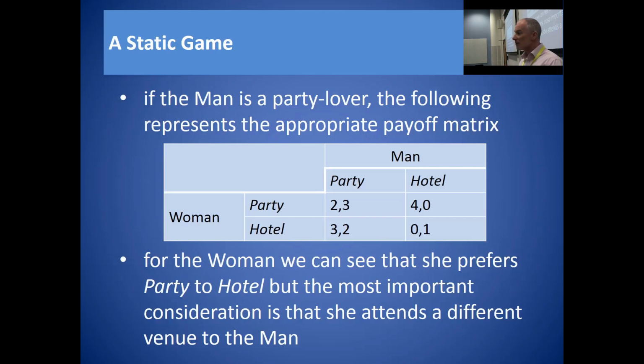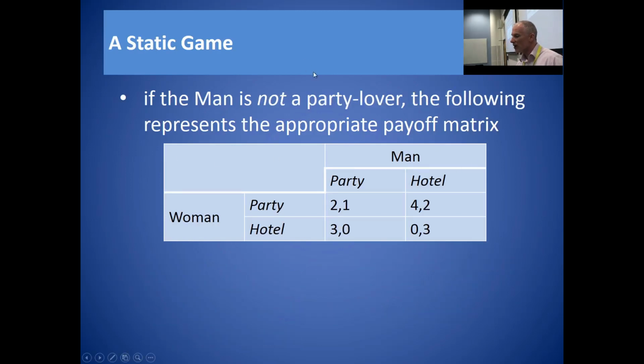If the man was a party lover. Now, both the man and the woman know what this matrix is. They know the preferences, and they know what the outcomes are. However, the problem is, the woman doesn't know whether the man has these preferences, or whether the man has these preferences. This would be the matrix if the man was not a party lover, if he would rather go to the hotel.